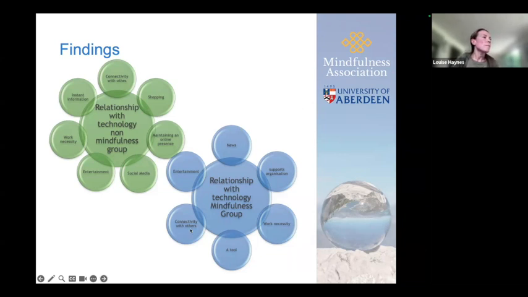I think the mindfulness group talked about news more than the non-mindfulness group. And they spoke of it as being a tool just to support throughout life. I think the non-mindfulness group also spoke about the instant information that you can get from the tool of the internet, whereas the mindfulness group didn't speak about that instancy.